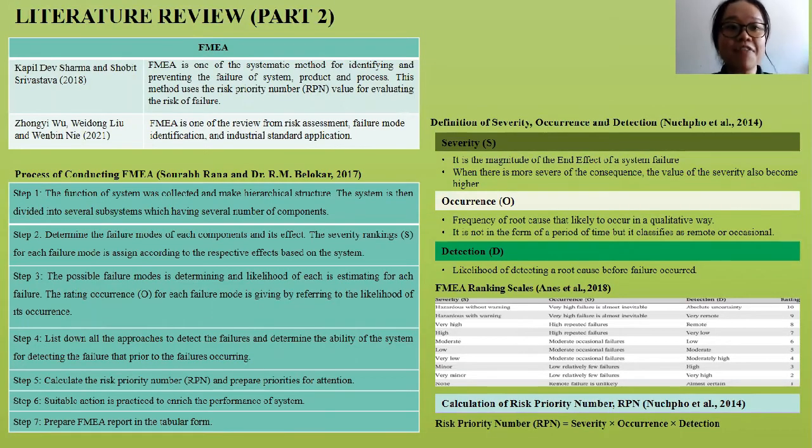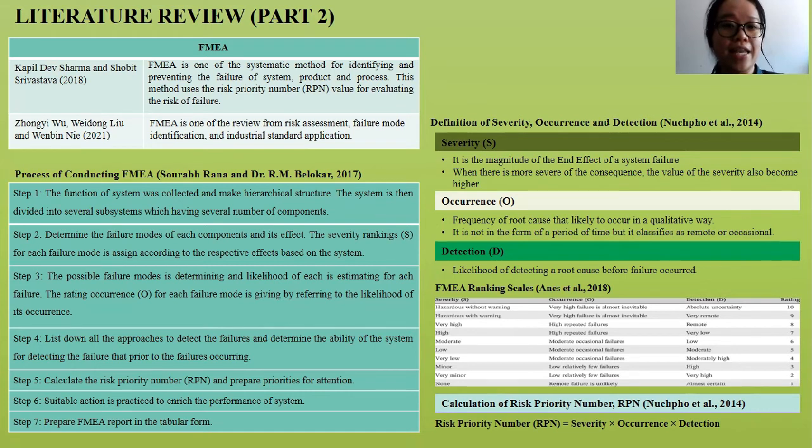As mentioned earlier, FMEA is one of the systematic methods for identifying and preventing failure in terms of system, product, and also process. According to Zhongyi Wu, Weidong Liu, and Wenbin Ne 2021, FMEA is a review from risk assessment, failure mode identification, and also failure standard application. Basically, in FMEA there are three main terms that we need to be concerned with, which are S, O, and D.